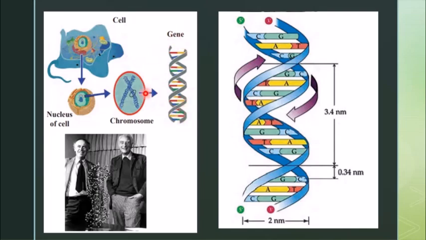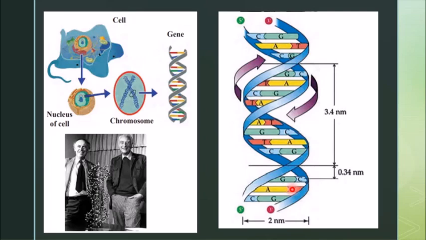Now this DNA model was discovered by two scientists, Watson and Crick, and according to their model, if you see here, you can find that there are two parallel threads. These two parallel threads you can also call strands. So these are the two strands of nucleotides, and they are coiled around each other. As they are coiled around each other, this is called a double helix structure.